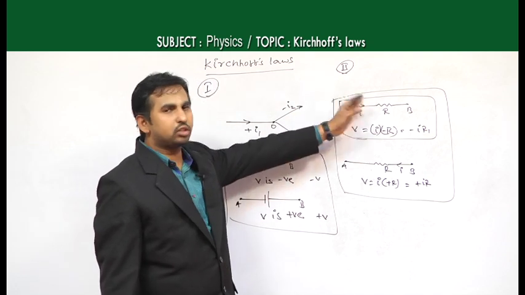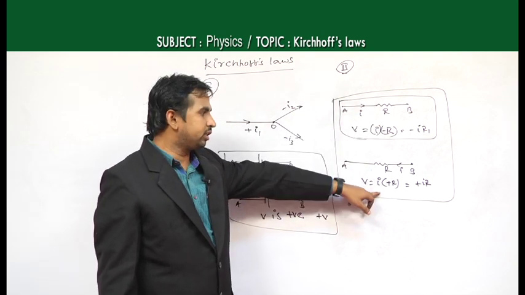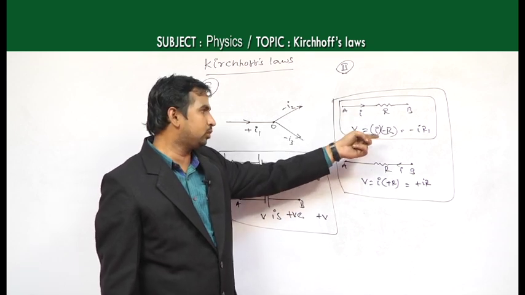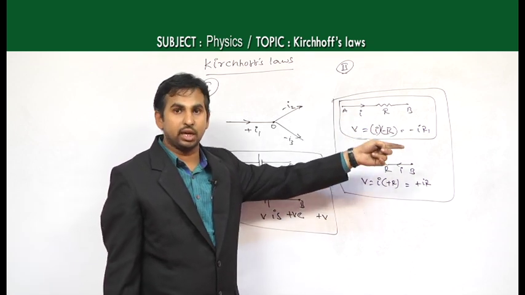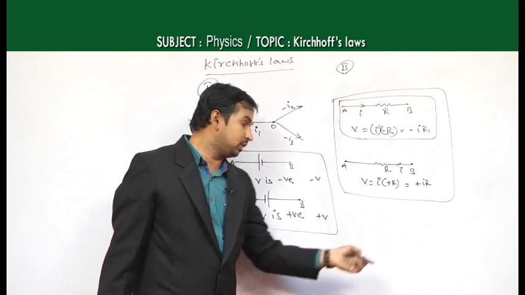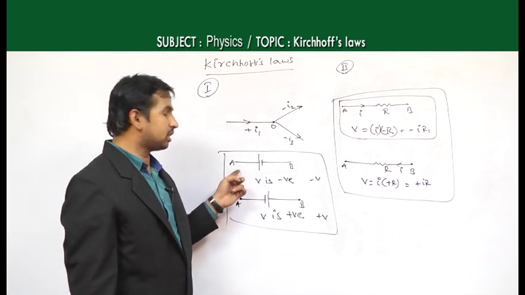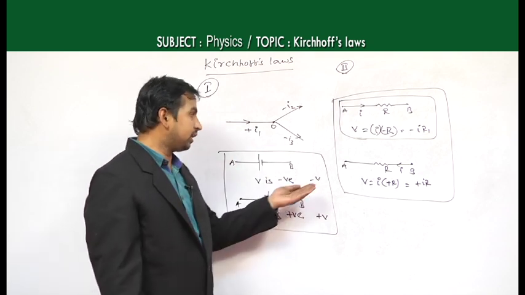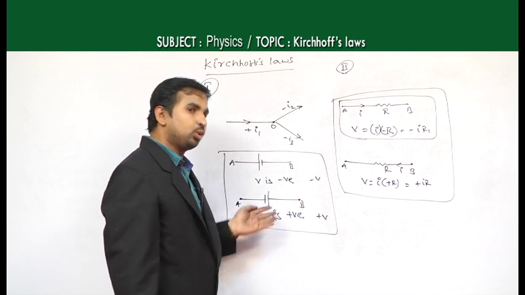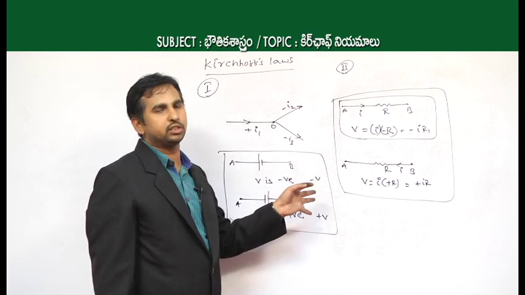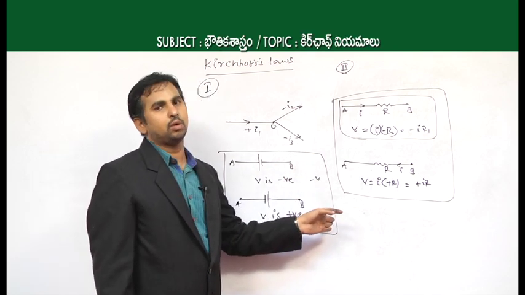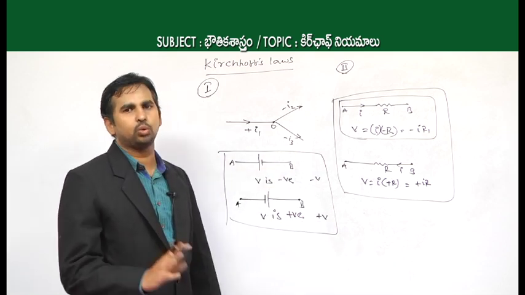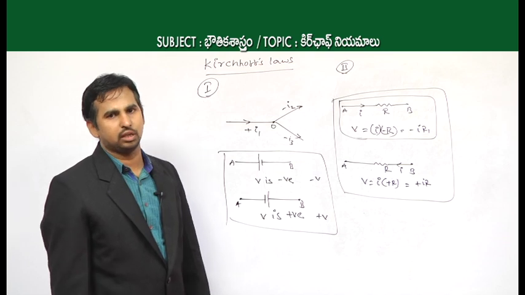If you are going against the direction of the current through a resistance, we take that as positive. If you are going in the direction of the current, then we take minus IR1 and minus IR. And for the voltage source, going from the high potential region to the low potential region is taken as negative, and going from low potential to high potential is taken as positive. So, these are the sign conventions we have to follow when applying Kirchhoff's laws.